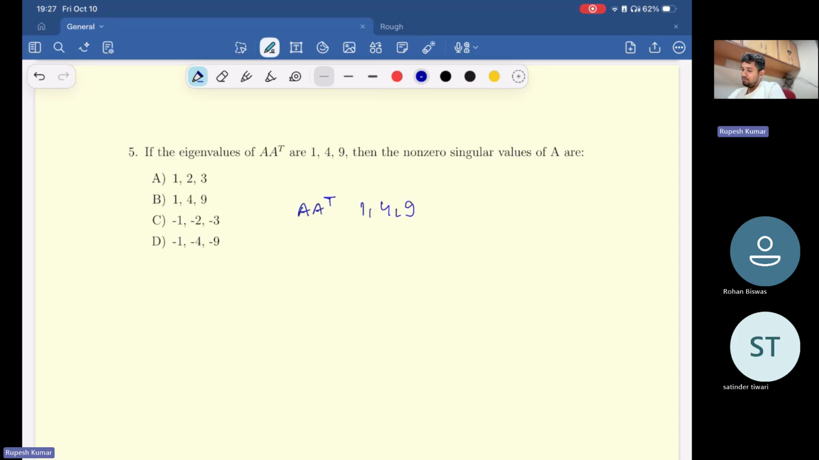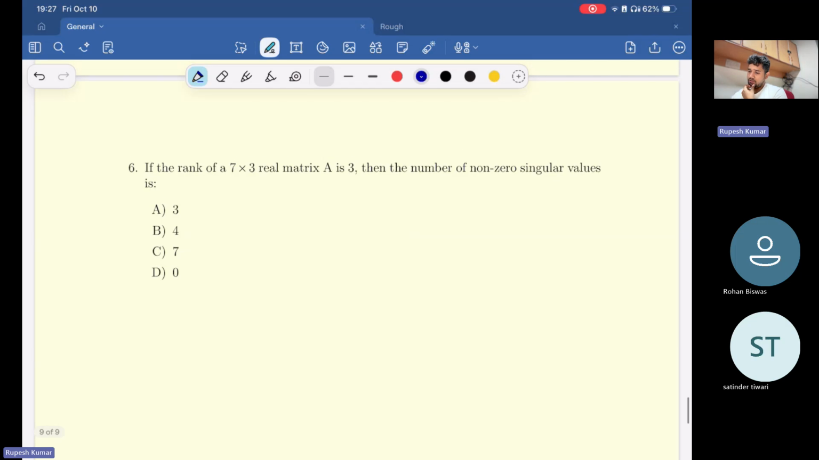Next question. The eigenvalues of the matrix A transpose A are 1, 4, 9. Then the non-zero singular values of A are 1, 2, and 3, the positive square roots. Option A. Sigma 1 is equal to the square root of lambda 1, sigma 2 is the square root of lambda 2, and sigma 3 is the square root of lambda 3. So 1, 2, 3, right? Any doubts? No, sir.